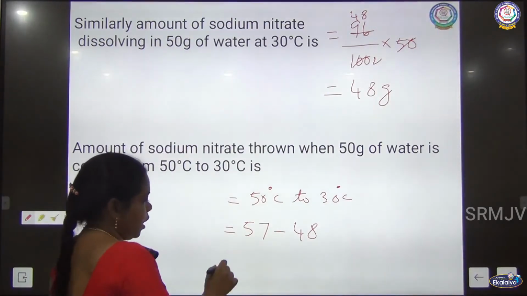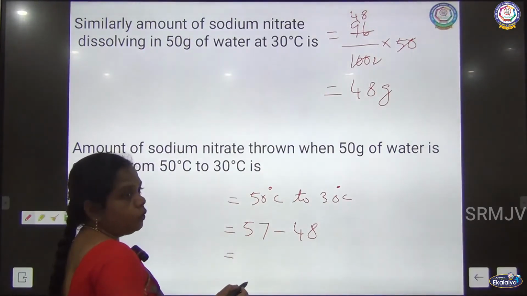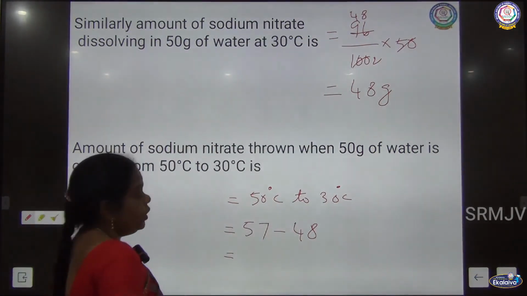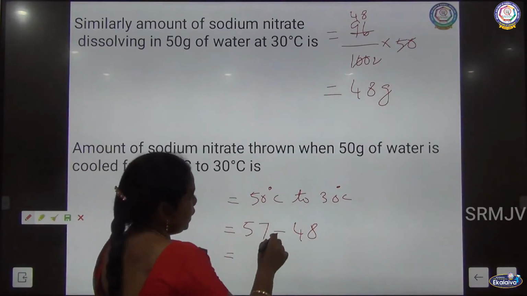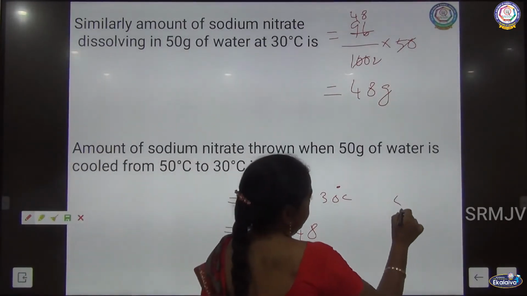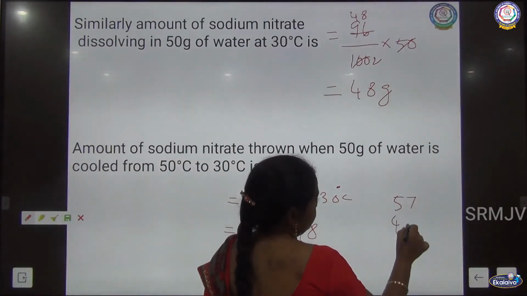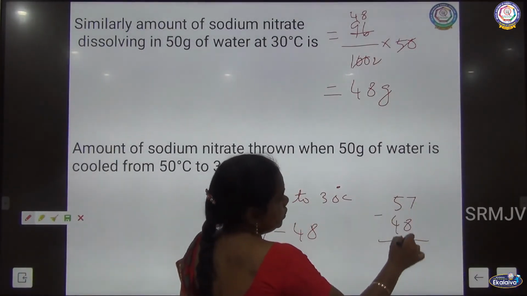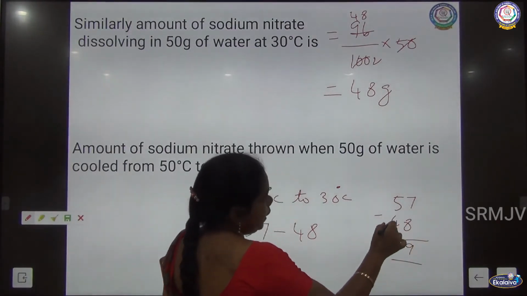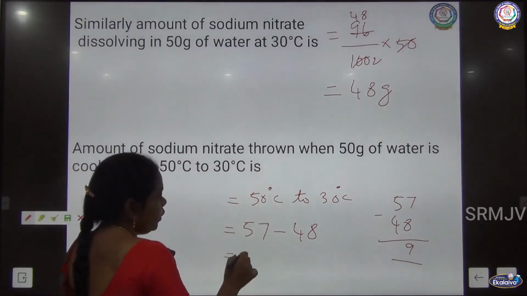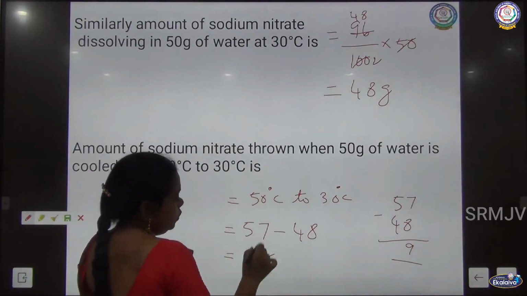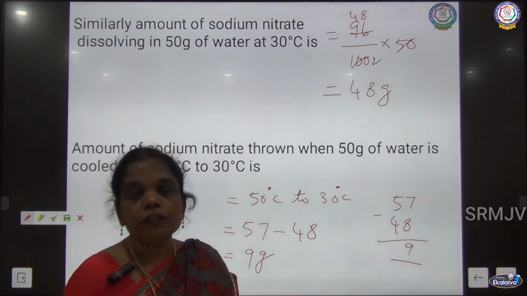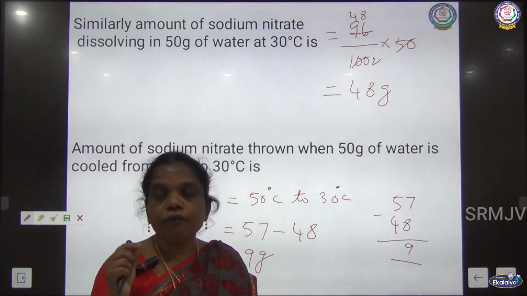Now how much amount of solute can be thrown when you reduce the temperature from 50 degree to 30 degrees Celsius? Then 57 minus 48. So how many gram? How many gram we are going to get? How many gram has been thrown? 9 gram of solute can be thrown if you reduce the temperature from 50 to 30.